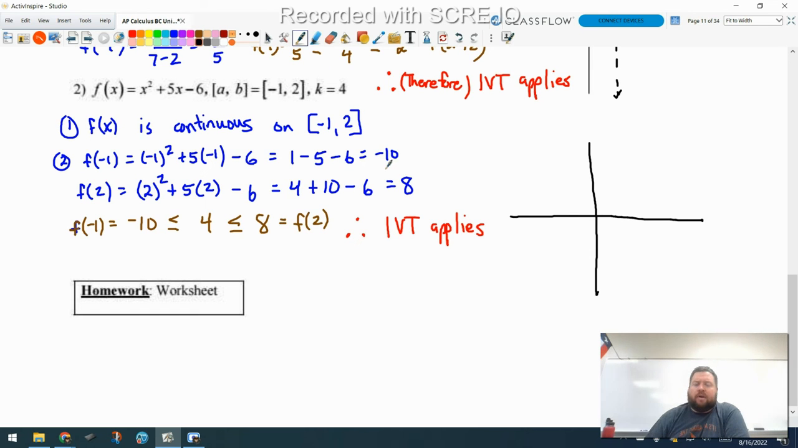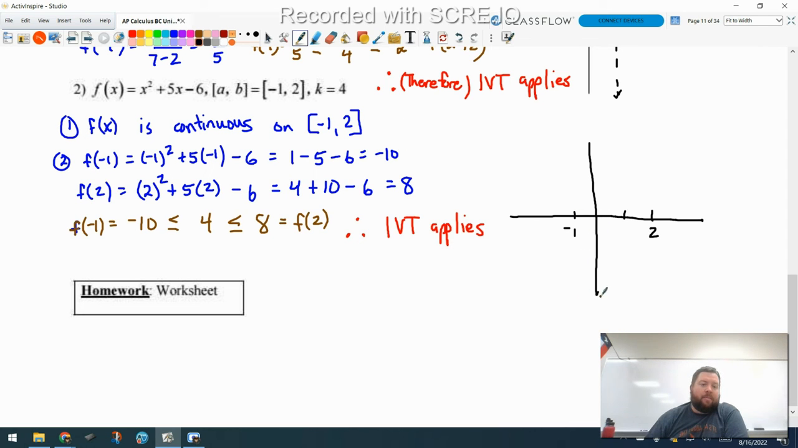Okay, so I need to graph from -1 to 2. And especially if I'm doing a small interval like this, I just plug the numbers in. I don't worry about trying to figure out where the vertex is and all that stuff. Just plug the numbers in. In fact, we've already plugged 2 of them in. So -1, we got -10.